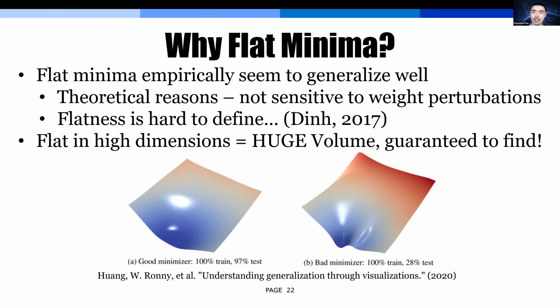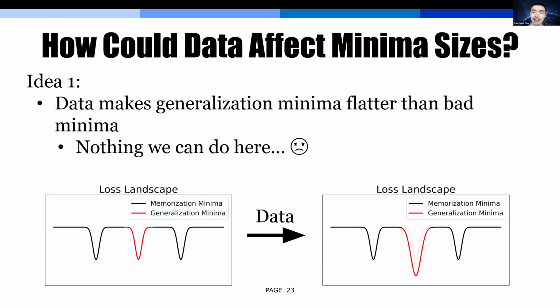And so if we train it, as long as we can find a minima, we're almost guaranteed to find one that's very flat, because it just has a huge volume compared to the other one. And the other thing that I was interested in here was why do we need data in order to generalize? So in the context of the flat minima and volume hypothesis, there are two ideas for how data could be affecting this. One idea is that data makes the generalization minima that we actually want flatter than the bad minima.